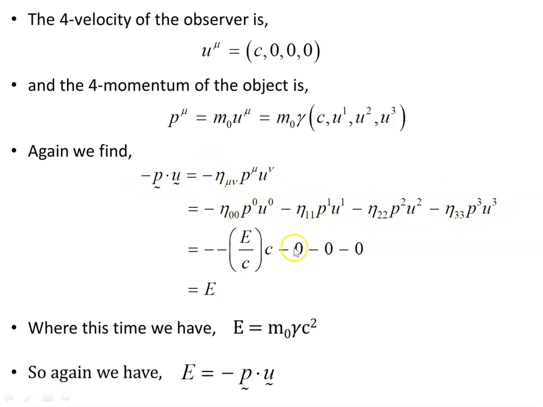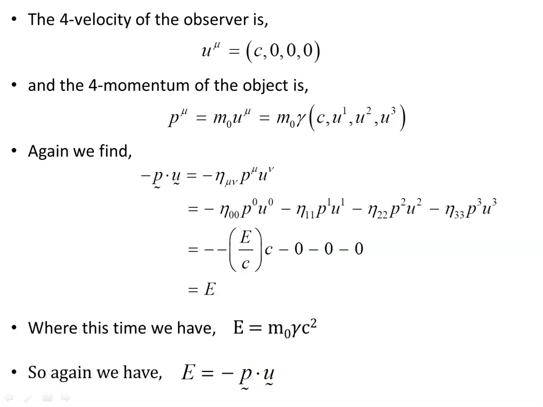Alright, and when we put that in, we again get plus E for the energy. Now this time the energy is m0 gamma c squared, so that E is now the rest mass of the object, the red ball, times a gamma factor because it's moving with respect to the observer, and c squared. So from the point of view of the observer, he/she records an energy E is m0 gamma c squared. And again we have E equals minus p dot u.